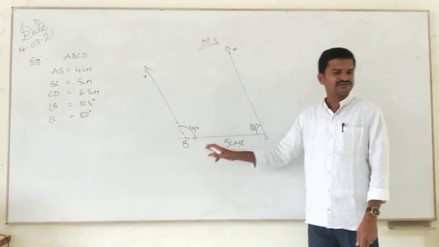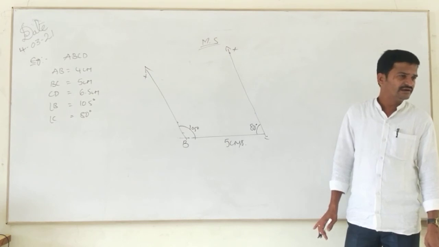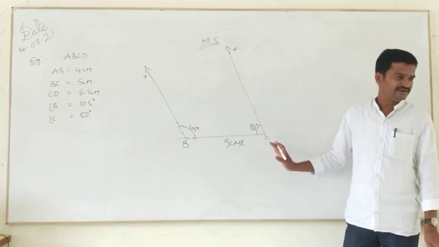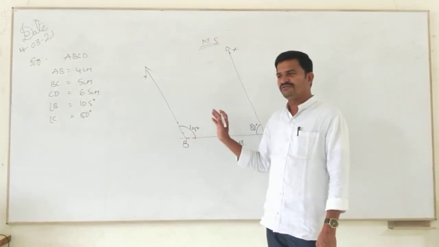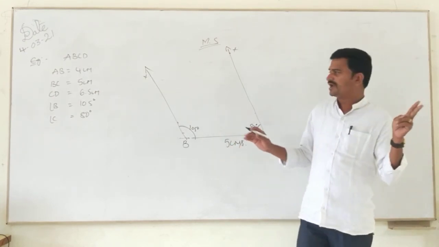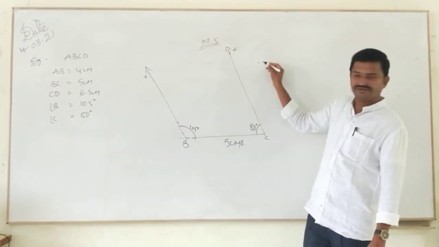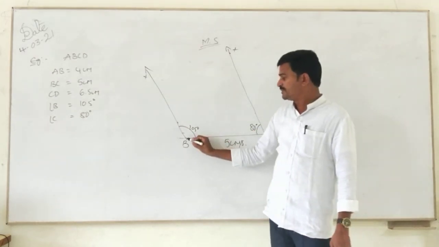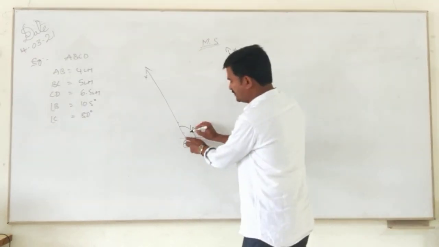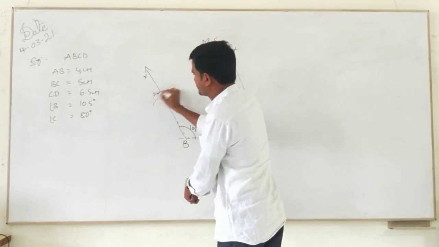But still we have two vertices only, B and C. What vertices do we still need? A and D. Those two points A and D should lie on these rays only. Because if they lie somewhere else, how will we get 80 degrees? We can't. Now B to A distance is given. How much? 4 centimeters. From B, you have to draw an arc of radius 4 centimeters. Now this is A.